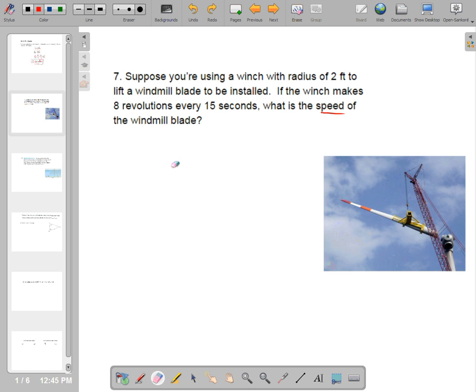So what I've got here is I need to use that formula. First of all, it's r theta, but I want the speed. So how much is it going over time? This would be the velocity is r theta over time. So now I know my formula. I need to figure out the radius of my winch. The radius is 2 feet. Theta is 8 revolutions, which is going to help me. If each revolution is 2 pi radians, then 8 revolutions will be 16 pi. So I've gone 16 pi radians over the course of some amount of time.